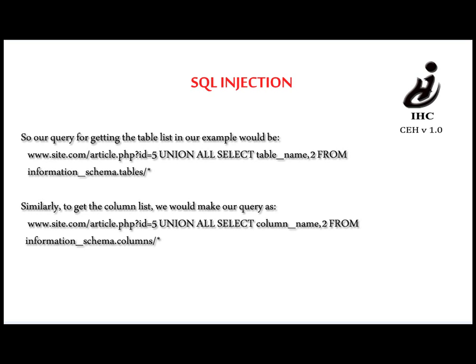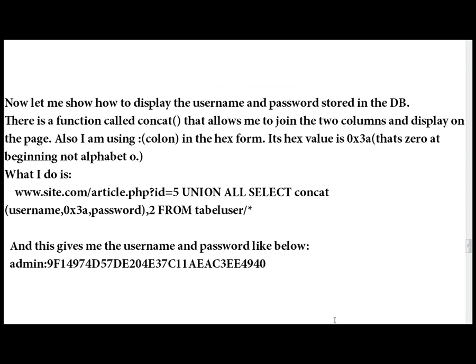Now from the list, we need to look for the probable columns for username and password. For my injection, there are 2 columns holding this information. They are username and password respectively. So these are the columns I want. Now let me show how to display the usernames and passwords stored in the database. There is a function called concat() that allows me to join the 2 columns and display them on the page.